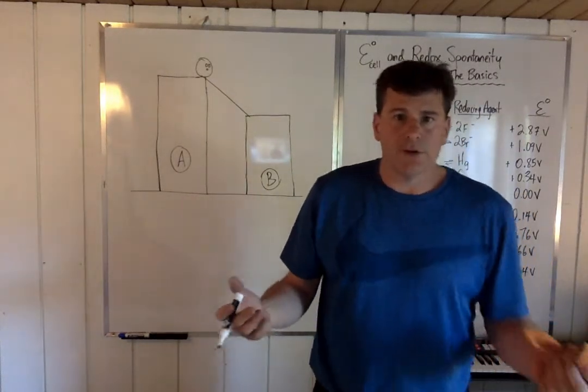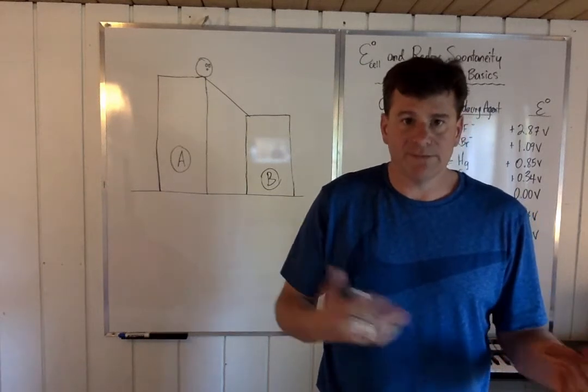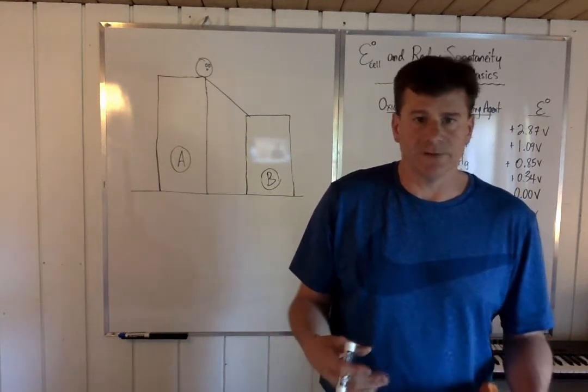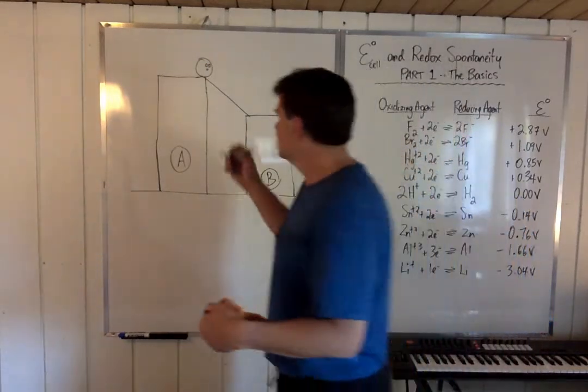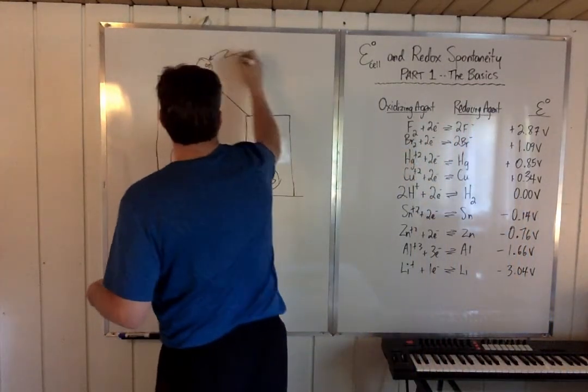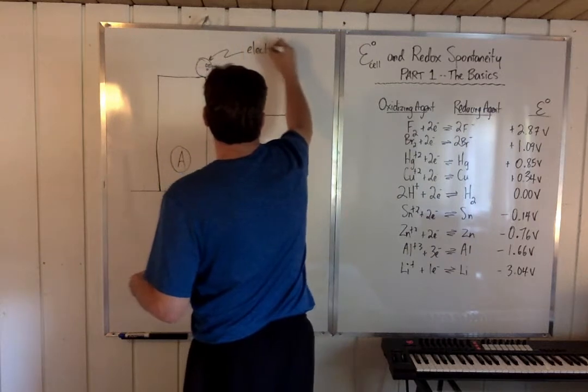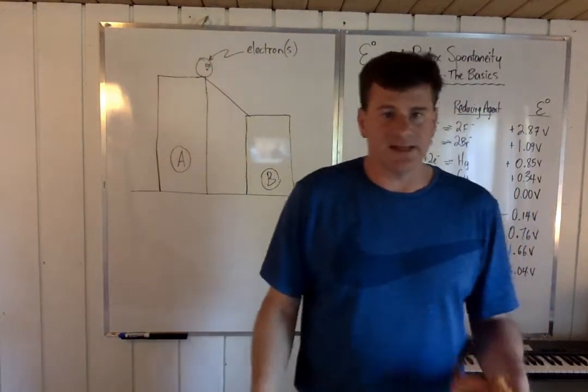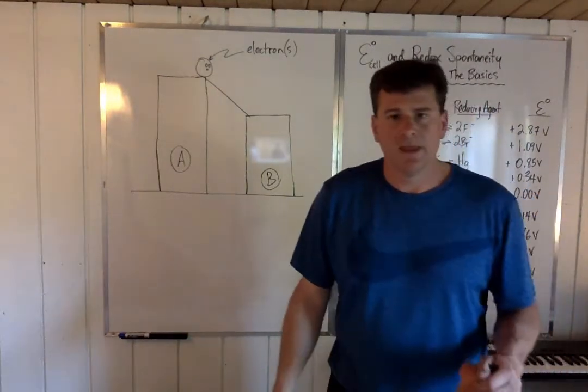What would the ball be? What would the bowling ball be? Well, it's the thing being transferred from box A over to box B. The thing being transferred in a redox reaction are the electrons. So in this analogy, the bowling ball would represent the electron or electrons, plural.